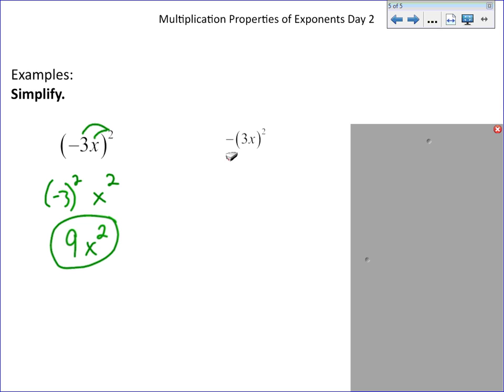This time the negative's on the outside, which is a little bit different. What we're going to do is apply our new rule first. We're going to get an answer, and then whatever we get, we're going to have to tag that negative back on it. So we're going to kind of ignore the negative at first. So we get 3 to the second power, and then it distributes x to the second power. 3 to the second power, 3 times 3 is 9. X to the second power stays as x squared. So then we tag that negative on, and we get -9x squared.